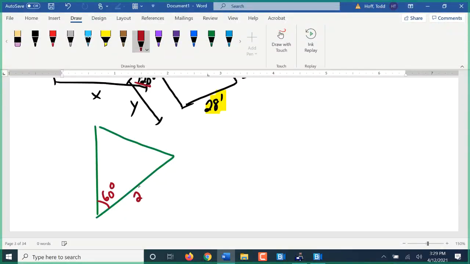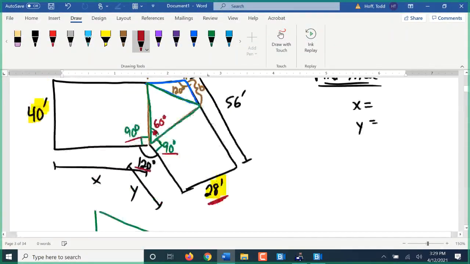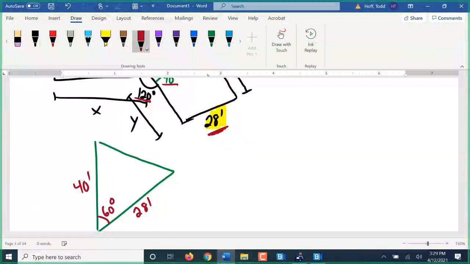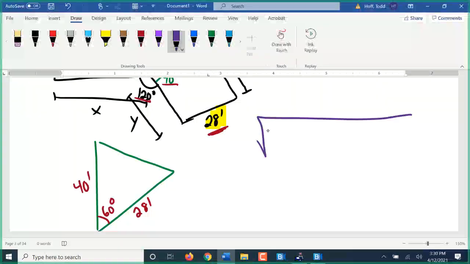I know that this side over here is 28 feet. That's from this end. This side over here was 40 feet from the other end. How do I find this side right here? Law of cosines. You got it. We got two sides and the angle in between them. The length of that side is going to be the square root of 40 squared plus 28 squared minus 2 times 40 times 28 times the cosine of 60 degrees.